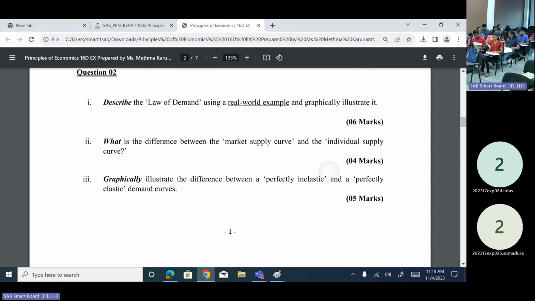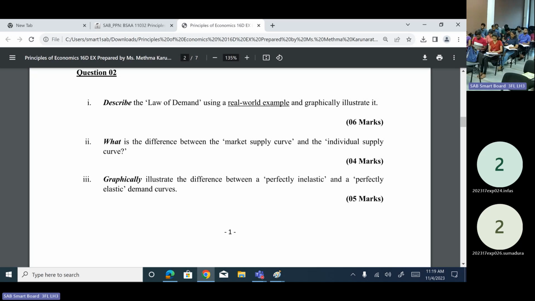Question number 2. Describe the law of demand. Are you okay? Any questions? Any additions? Describe the law of demand, using an example that will illustrate it. The law of demand says that there is a negative or inverse relationship between price and quantity demanded. Remember, price and quantity demanded, not demand.